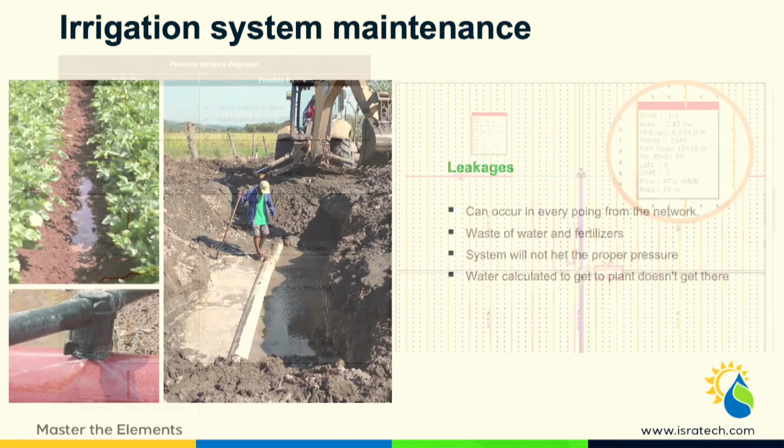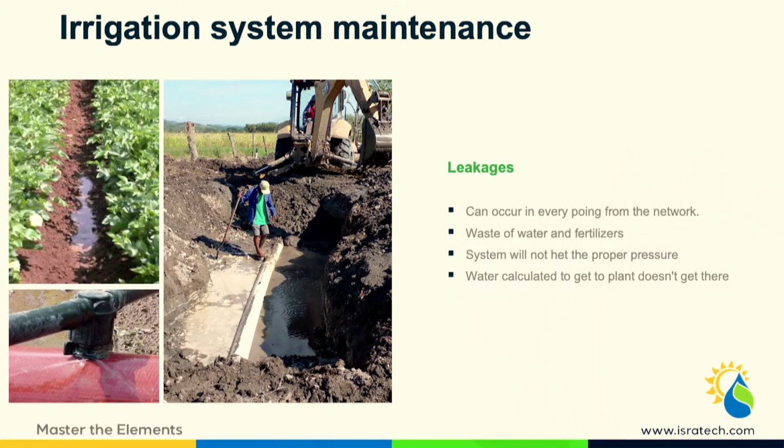The next one, please. So if I have sudden pressure decreases, we might have leakages. Okay, so leakages can occur in every point from the network. And of course, if I have leakages, we are going to waste the water and we are going to waste the fertilizers if we are injecting the fertilizers into our system. And the system will not be working at the proper pressure, okay?